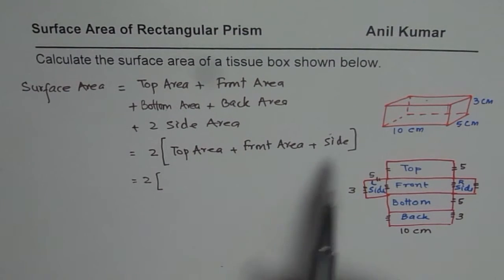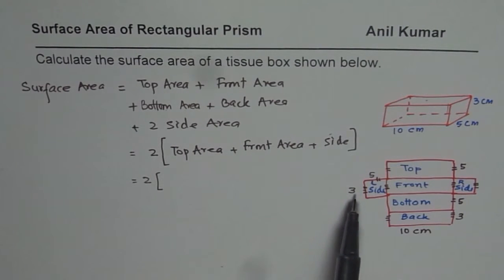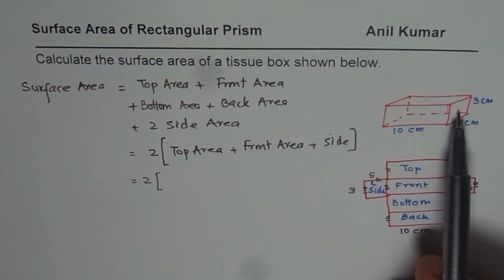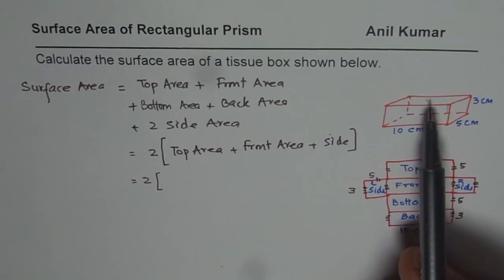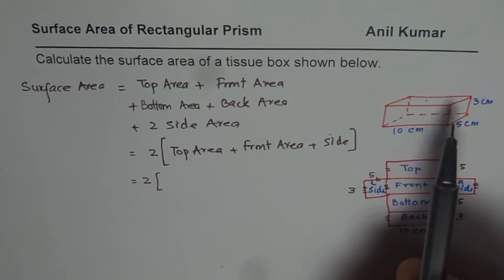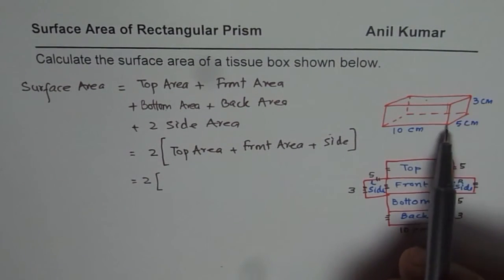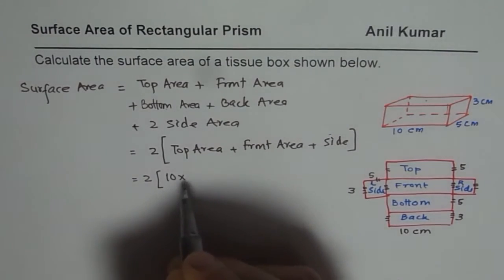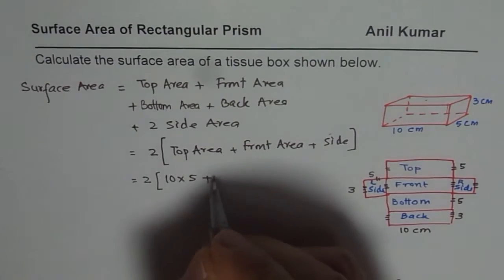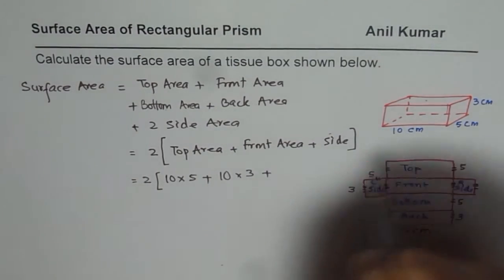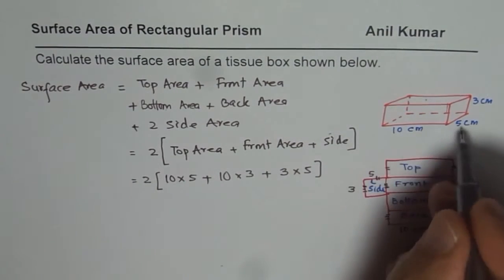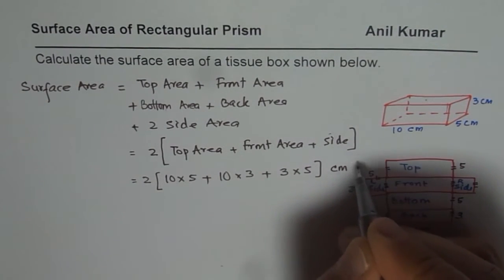So the surface area for a rectangular prism is sum of the areas of front, side, and top times 2, right? So the order can be changed. So the top area for us is 10 times 5. So we have 10 times 5 plus the front area is 10 times 3, right? So 10 times 3 plus the side area is 3 times 5. All are in centimeters, so the answer is in centimeters square.